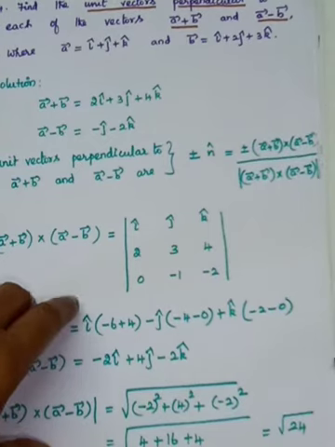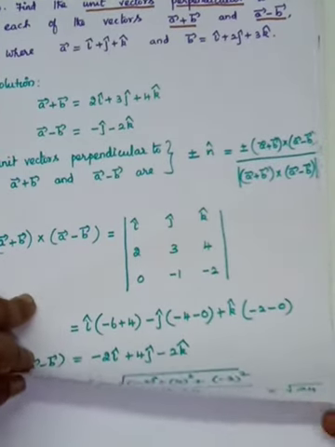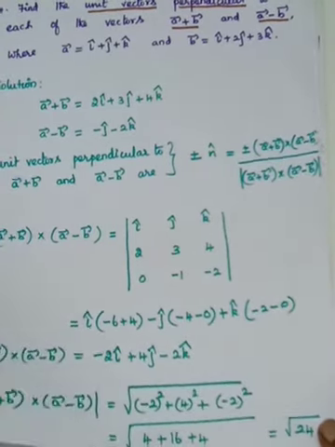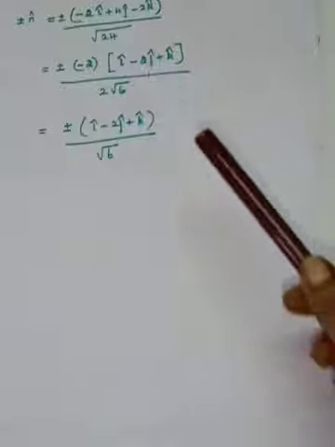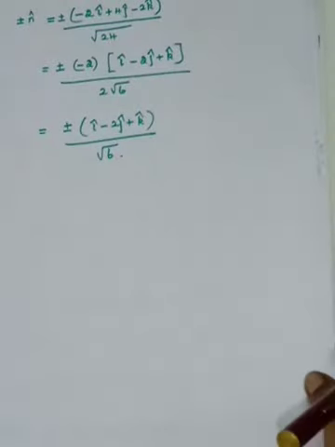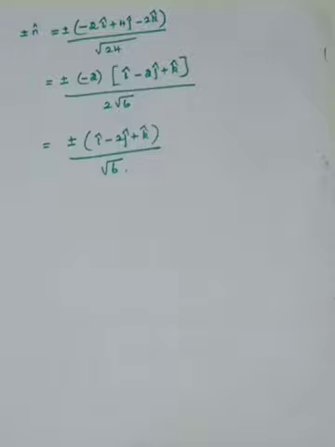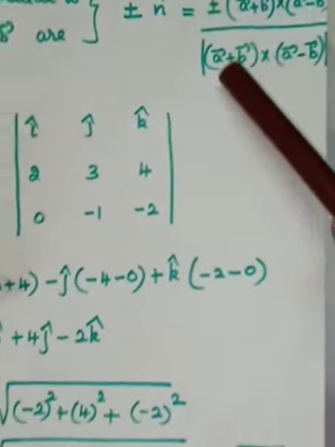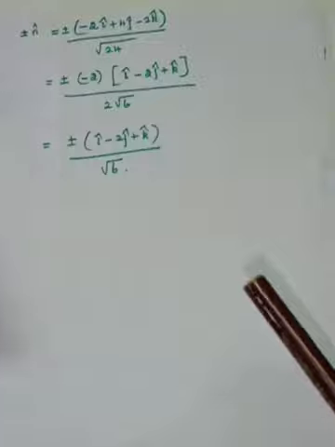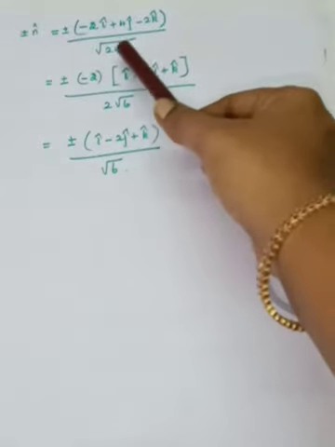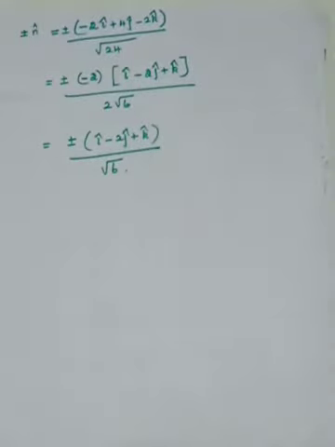So unit vector perpendicular to a vector plus b vector and a vector minus b vector is, see that it is plus or minus. You have to write this vector. What is it? Minus 2 i cap plus 4 j cap minus 2 k cap divided by modulus of this. So the magnitude of this is square root of 24. The square root of 24, how you can write? It is 4 into 6. What is square root of 4? Square root of 4 is 2. So 2 into root 6. Square root of 24 is 2 into root 6.